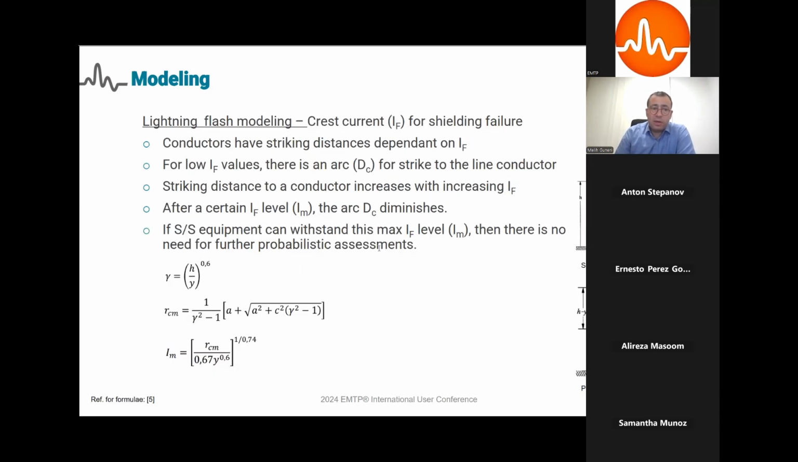Okay, this was all about the lightning flash modeling, which I believe is quite important for the simulation of the system, because this is really the main parameter. If this parameter is selected inappropriately, let's say, then the result may not be useful at all.